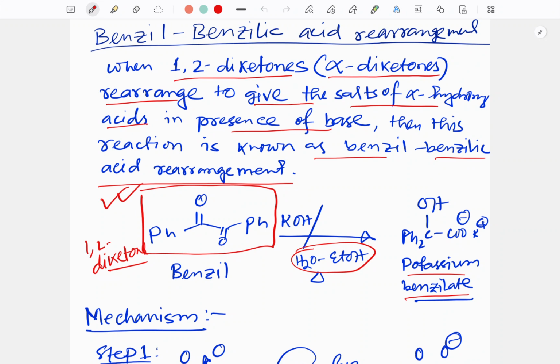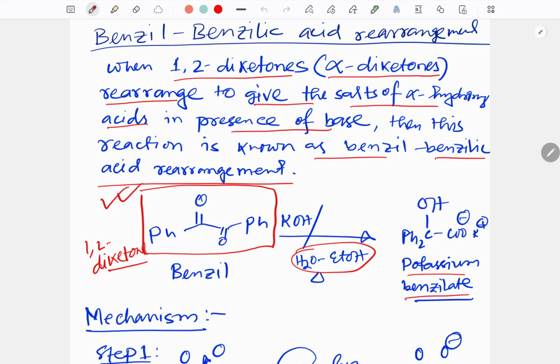Today I am going to discuss one important rearrangement reaction in organic chemistry. That is called the benzilic acid rearrangement. First, what is the definition of this particular rearrangement? When a 1,2-diketone, also called an alpha diketone, rearranges to give the salt of an alpha hydroxy acid in the presence of a base, this reaction is known as the benzilic acid rearrangement.